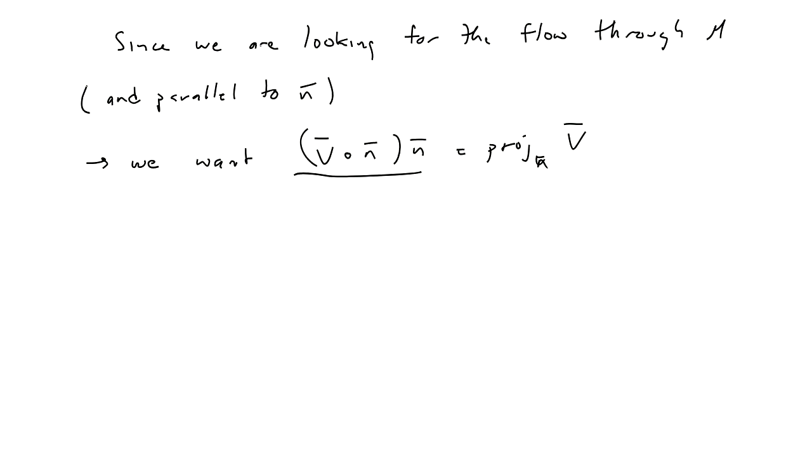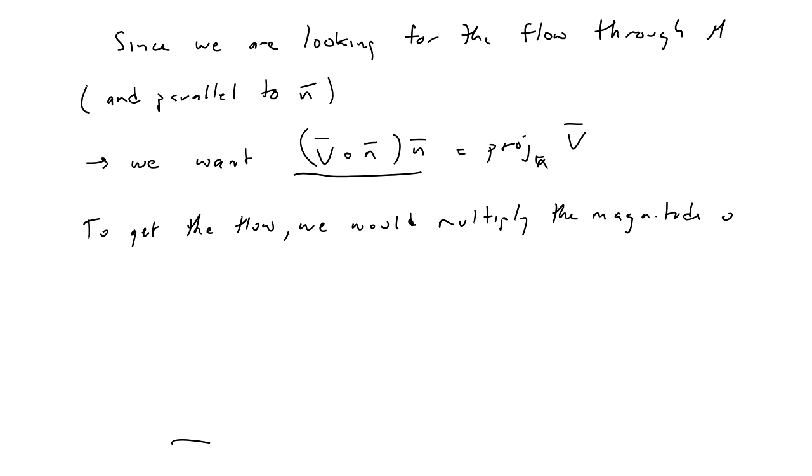So this is now the part of the velocity field that we want, so the flow of the water that's actually going through the net. And then to get the actual flow, we would multiply the magnitude of this by the surface area that's going through.